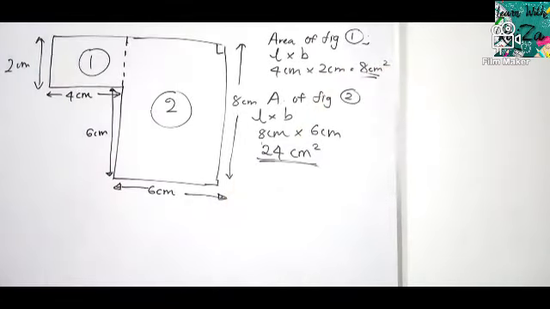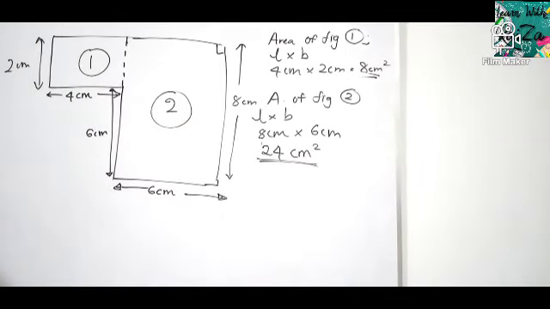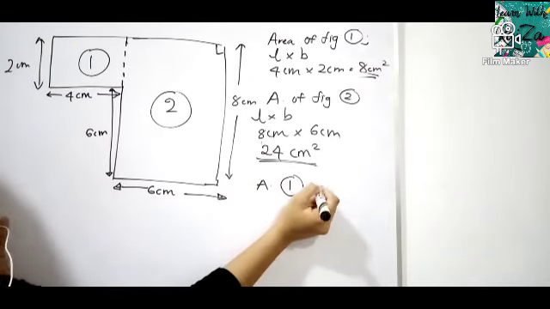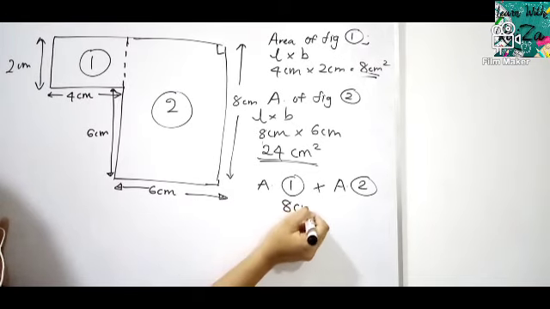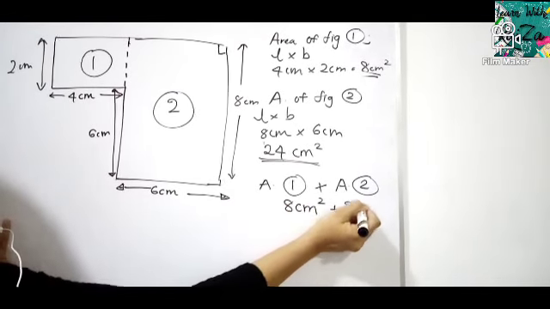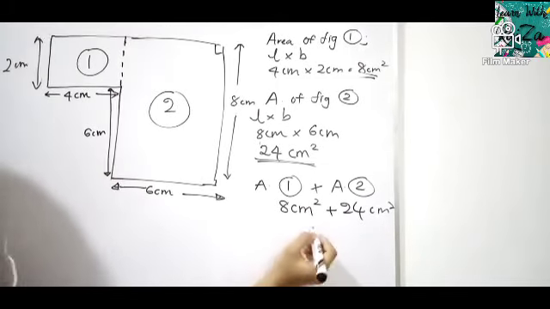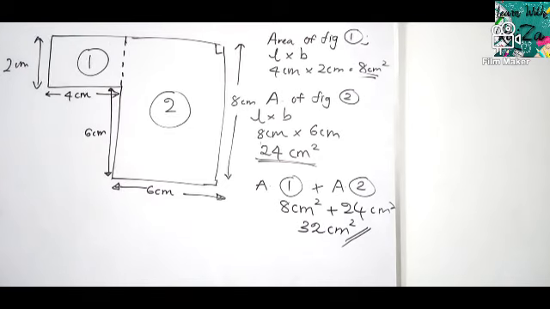But this is not the answer. They are asking the area of the whole composite figure. Therefore, area of the whole composite figure is area of figure 1 plus area of figure 2. Area of figure 1 is 8 square centimeters. Area of figure 2 is 24 square centimeters. So what is the answer? Yes, 32 square centimeters. This is the area of the composite figure.